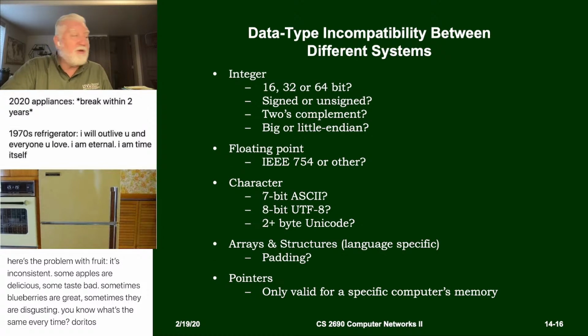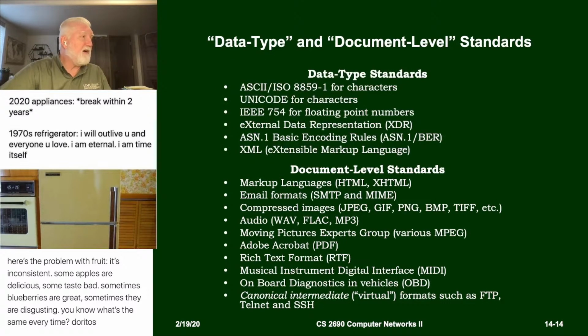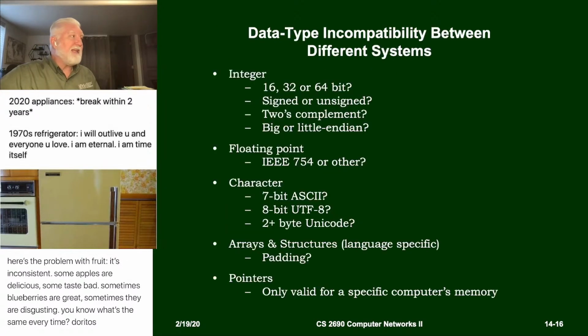I mean, like I said, you go back to here and you've got a lot of different file standards, and a lot of different data type standards. But it turns out that even at the hardware level, there are different incompatibilities. Okay. For example, how big is an integer? 16, 32, 64? Is a number signed or unsigned? If it's signed, is it 2's complement?